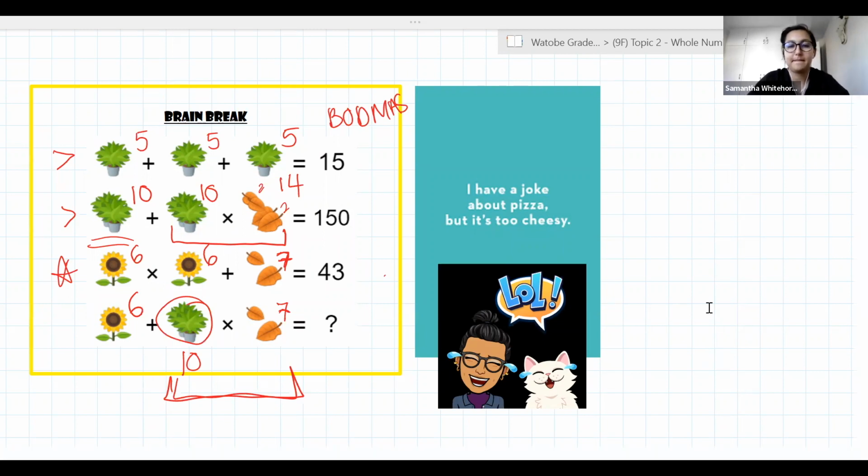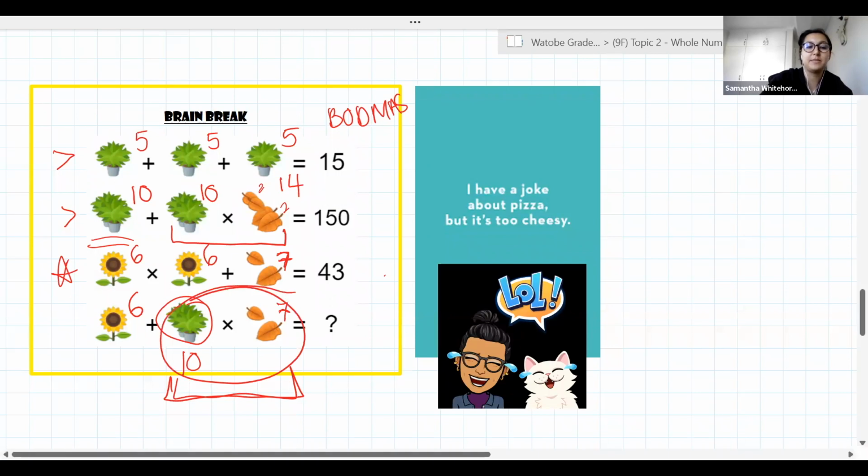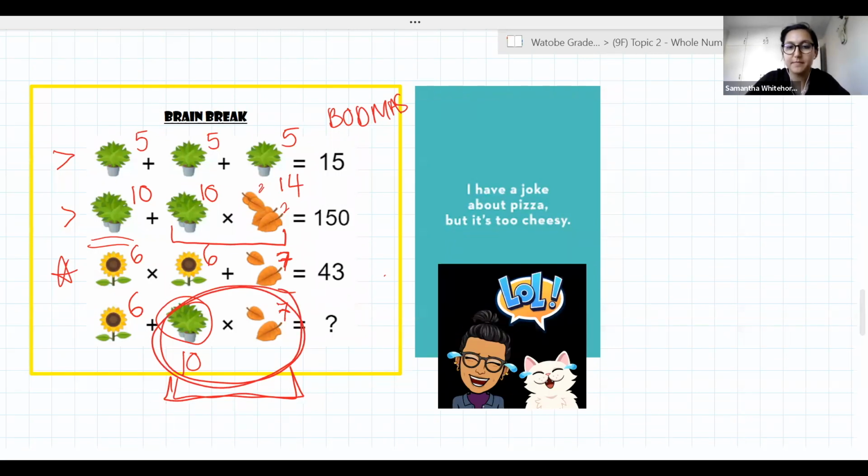So it's going to be 6 times 7, which is 70. No, remember, it's 10 times 7. Oh yes, 10 times 7, which is 70. Good, plus 6, which is? Which is 76. Excellent. Well done.